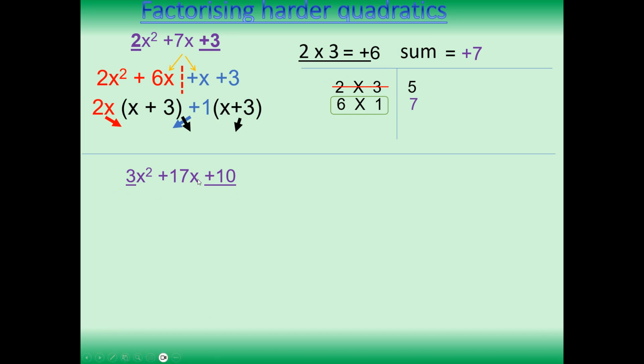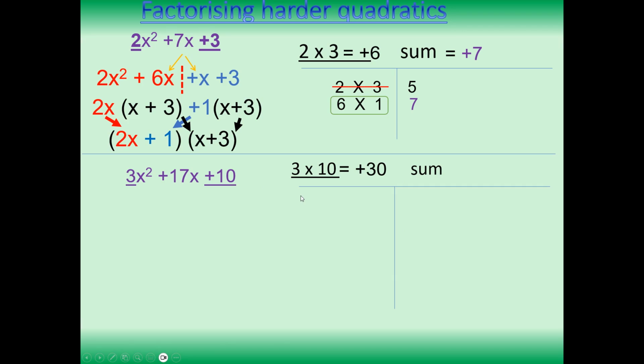So I hope you've had a go at the second example here. 3 times 10 is 30. So we're going to look for factors of 30 that add up to 17. You write out most of the factors for 30 and you will come across at least one. 5 and 6 don't add up to 17, so forget about 5 and 6. 10 and 3 don't add up to 17, so forget about that. 15 and 2 do multiply to 30 and do add up to 17.